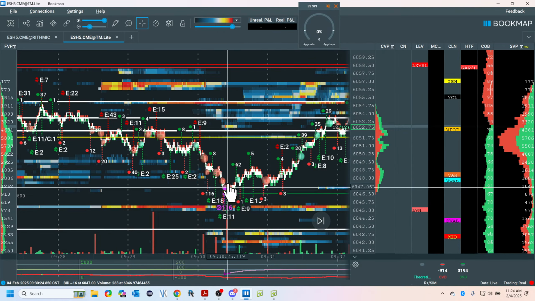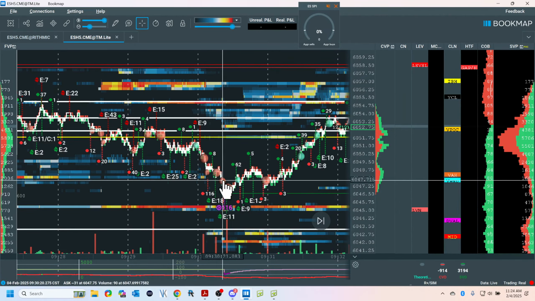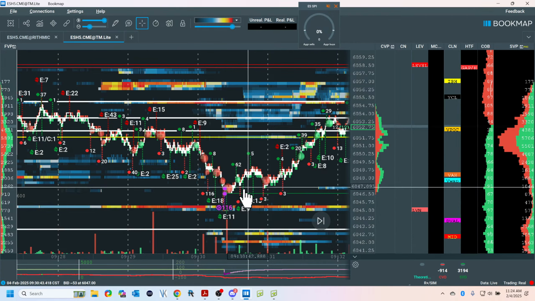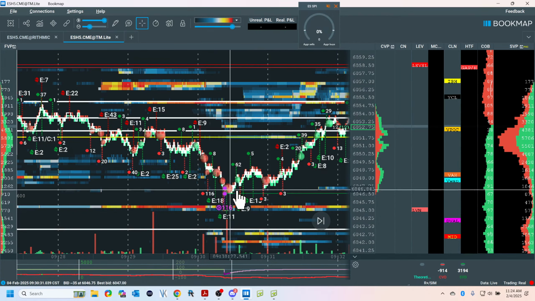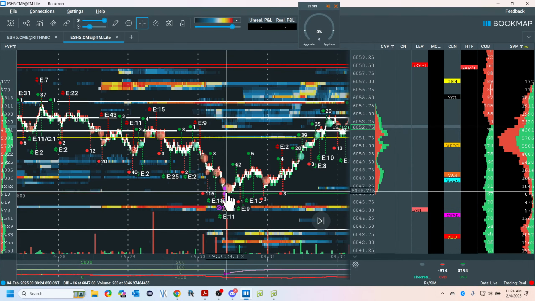So here I get this. I have my micro high volume is here, right there on the bottom side. What happened here? They were absorbed. So, and there's my buyer above my seller.